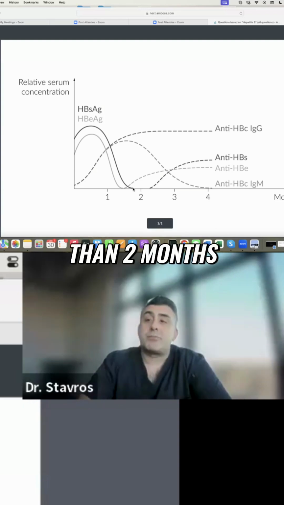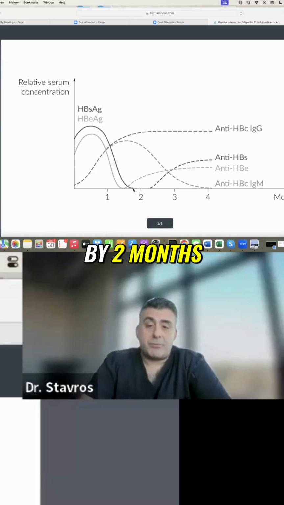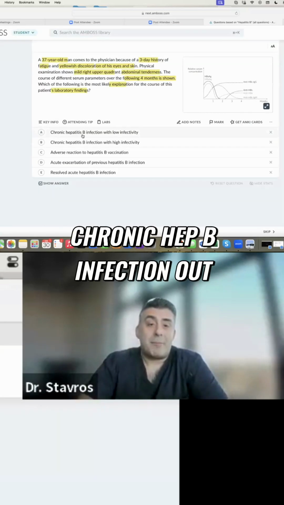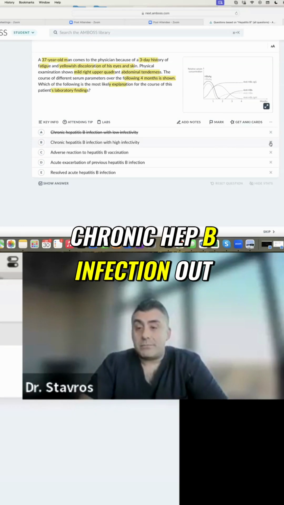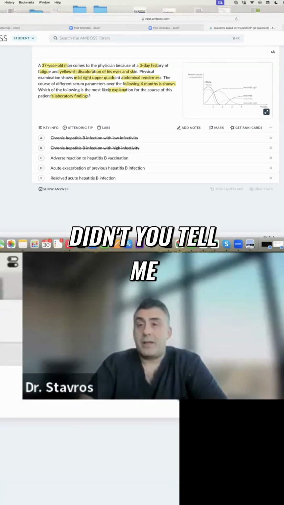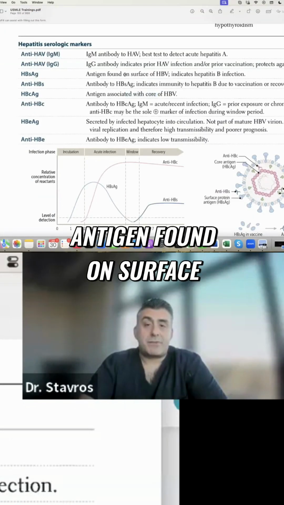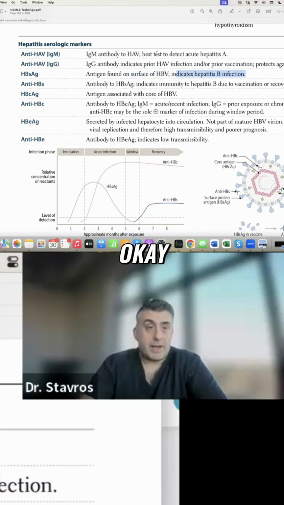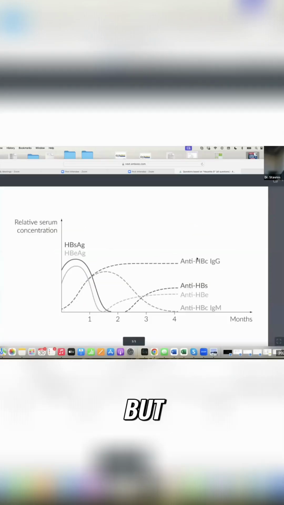It stopped at less than 2 months. The person resolved starting this way. So active infection, yes, yes, yes. Oh, slowly it disappears. By 2 months, he's not sick anymore. There's no more infection. So chronic Hep B infection, out. Well, because the surface antigen, didn't you just tell me, surface antigen found on the surface of hepatitis B indicates hepatitis B infection. Okay, okay. I don't see a surface antigen here, but I see these.